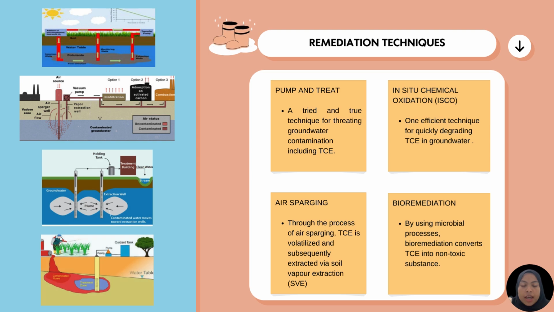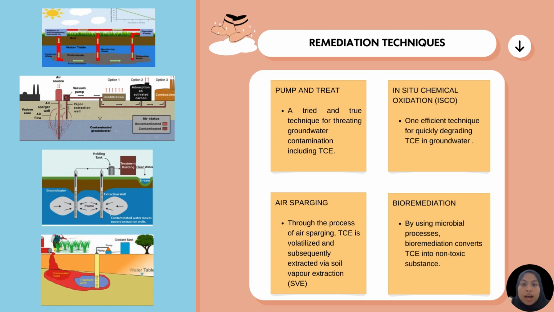Remediation techniques. First, pump and treat, a tried and true technique for treating groundwater contamination, including TCE. Second, in situ chemical oxidation, ISCO, an efficient technique for quickly degrading TCE in groundwater. Air sparging: through the process of air sparging, TCE is volatilized and subsequently extracted via soil vapor extraction, SVE. Then bioremediation. By using microbial processes, bioremediation converts TCE into non-toxic substances.